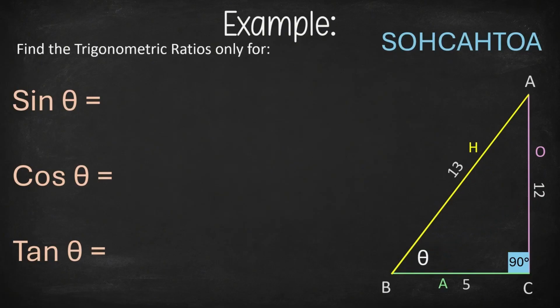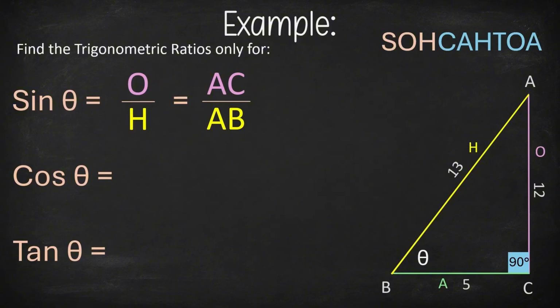Now let's find the trigonometric ratios for sine theta. I'm going to use the SO from SOHCAHTOA because the S stands for sine, the O stands for opposite, and the H for hypotenuse. Notice that the O comes before H, therefore I'm going to write O over H. You can, if you want, replace the O and the H with the names of the sides. So let's find O. And here I can see that the name for this side is AC. And now let's find the hypotenuse. And here I see that the name of this side is AB.